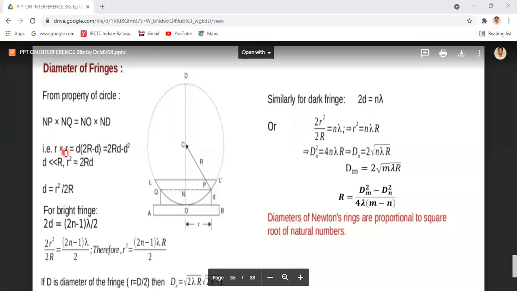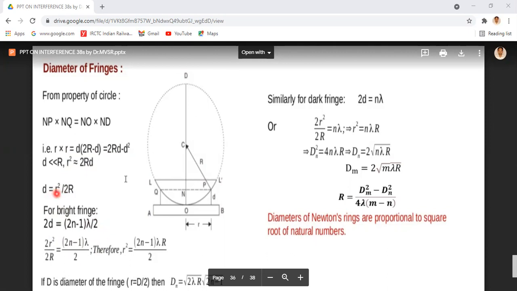So r square is equal to d square term cancel chestamu, r square is equal to 2rd vastundi. So if r square is approximately equal to 2rd, then you know that d is equal to small r square by 2r. For bright fringes, if this will be equal to (2n minus 1) lambda by 2, okay, dark fringes condition is said ikkadadu.